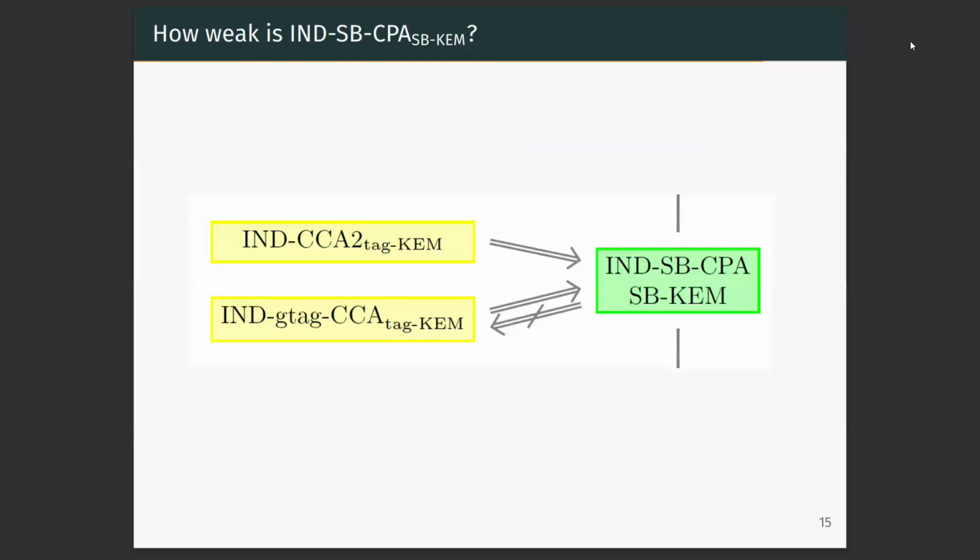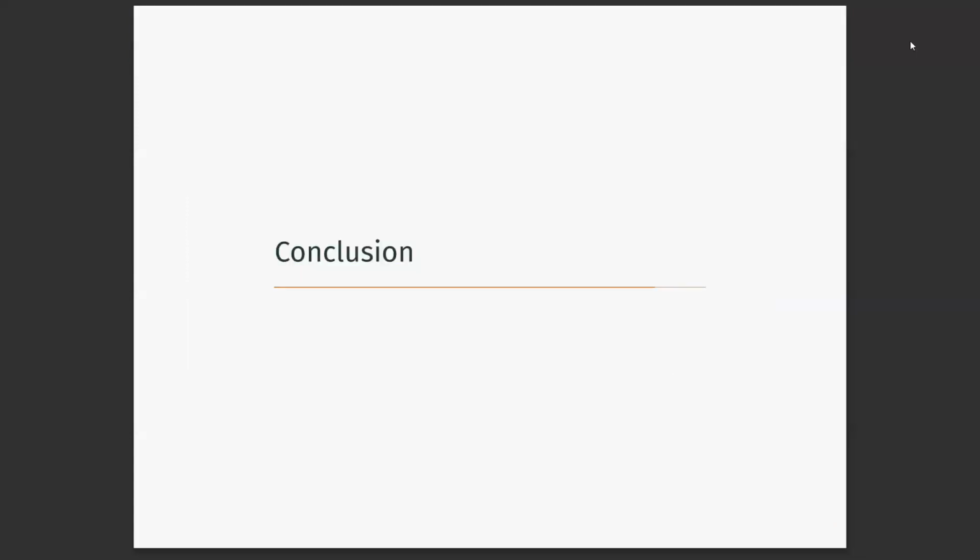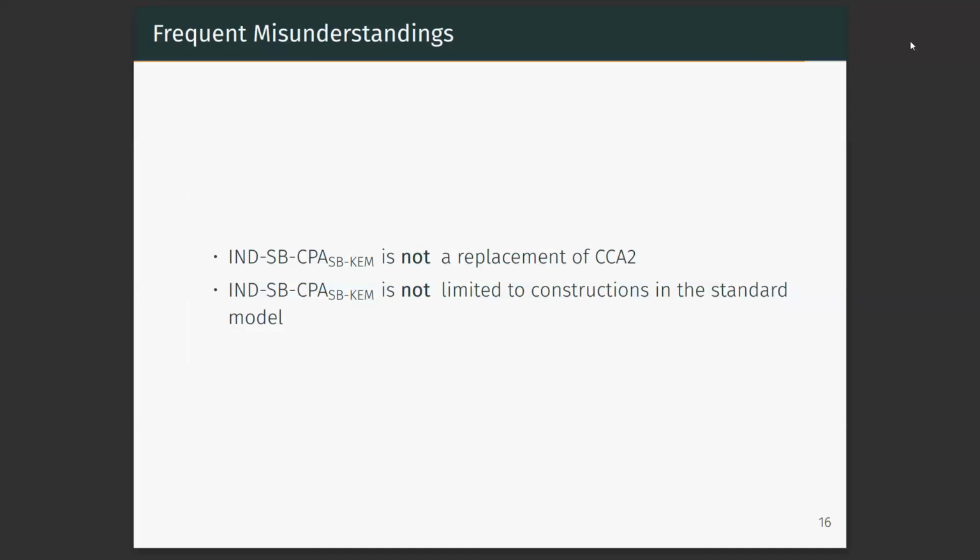Whereas on the other side, the SB security CPA is implied by IND-given tag CCA security for tag CAMs. In the end, I would like to clear up possible misunderstandings that might occur. Firstly, the SBCPA security is not a general purpose replacement for CCA2 security. SB security is meant to be used only when the encryption is combined with some form of authentication. In such cases, as argued in the beginning, CCA security and all known relaxations are unnecessarily strong.